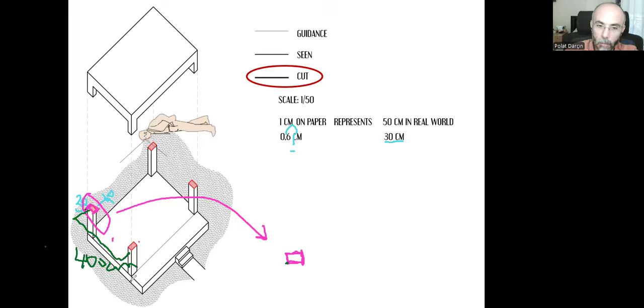To start from this corner, I need to find the outer corner of the other column, and I need to go 8 centimeters this time to find this corner. That's the total size of the building. Here, I can place my other column this time.